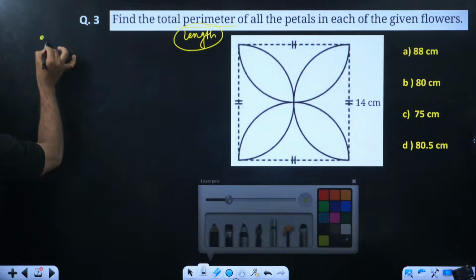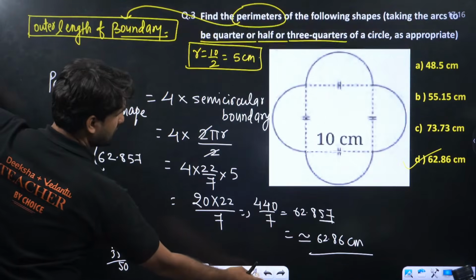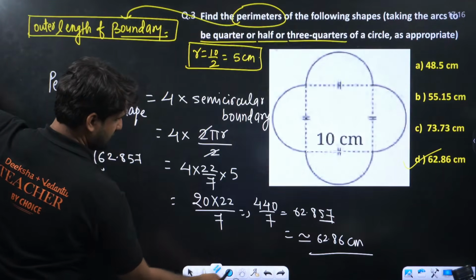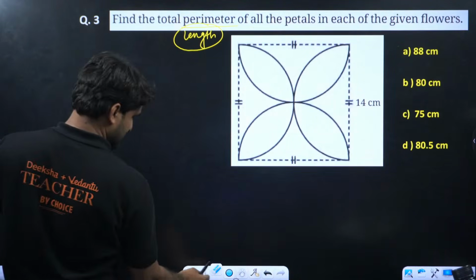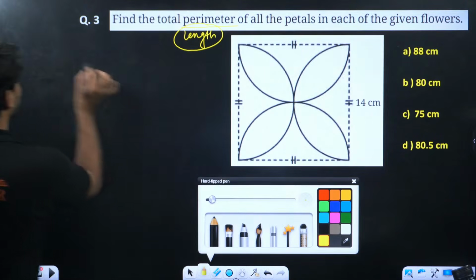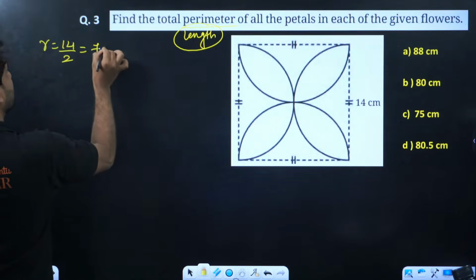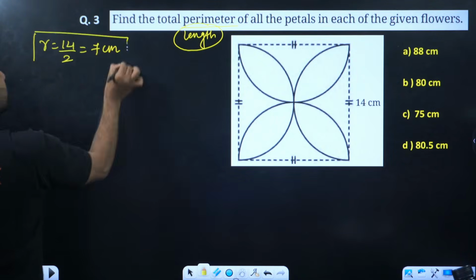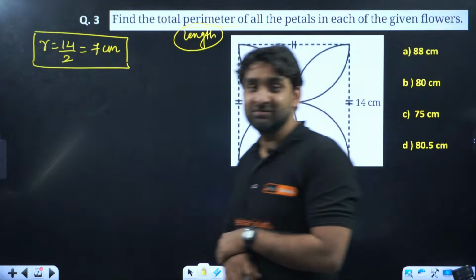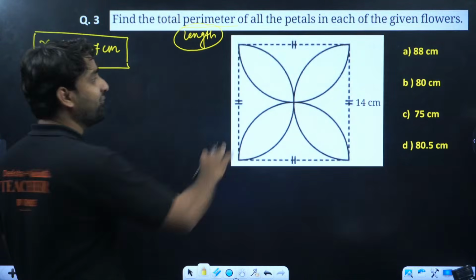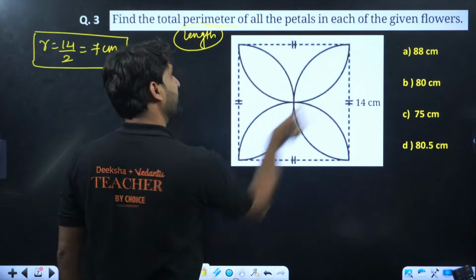So here, champions, the radius is given to you. The radius has to be 14 divided by 2, which is equal to 7 centimeter. Clear everyone? This is the radius, right? And how many petals? 4 petals. 1, 2, 3, 4. And how many semicircles? 1, 2, 3, 4.